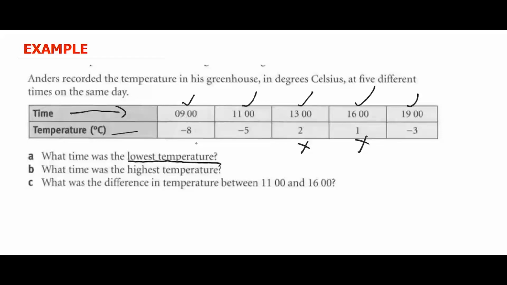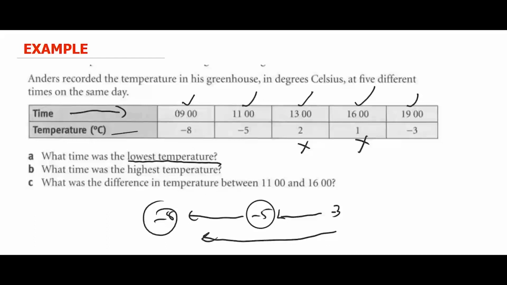Good of you. It is -8 because you move from -3, which is bigger, you go to -5, so it will reduce. Then it will go to -8, it will also reduce. So you are moving towards this direction. So -8 is the lowest temperature there, and the time is 0900. That is the time of the lowest temperature.